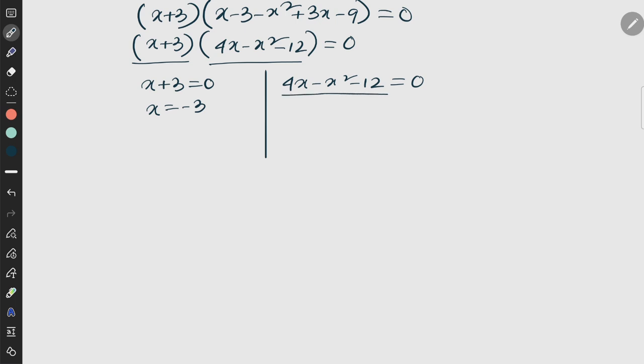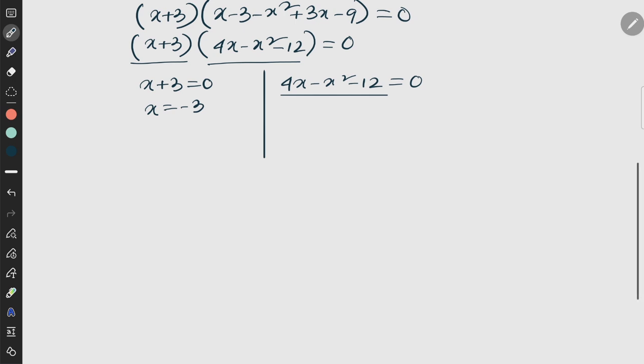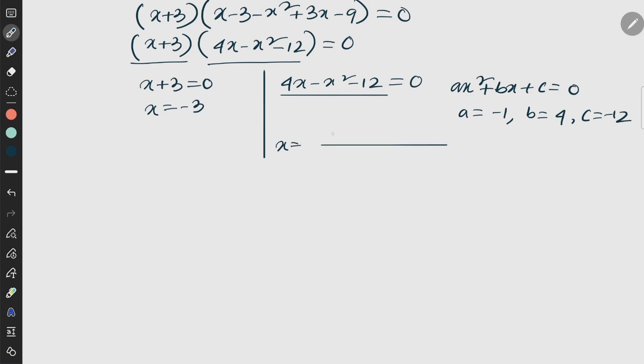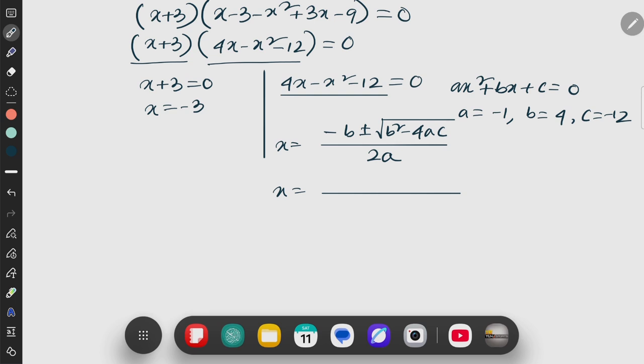compare this equation with ax square plus bx plus c equals 0. A equals minus 1, b equals 4 and c equals minus 12. We know that the value of x equals minus b plus or minus root over b square minus 4ac, by 2a. Putting the values of a, b, c in this equation.